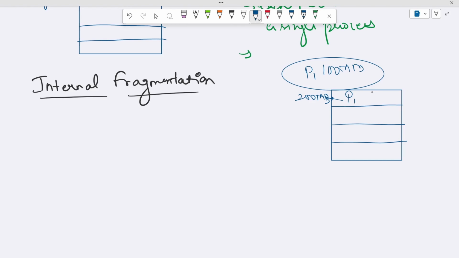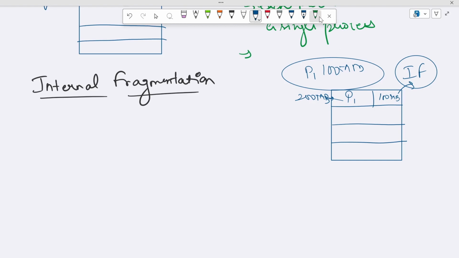Now, because P1 only needs 100 MB, 100 MB is utilized. But in this block, there is 200 MB of space. So the extra 100 MB of space is called internal fragmentation.